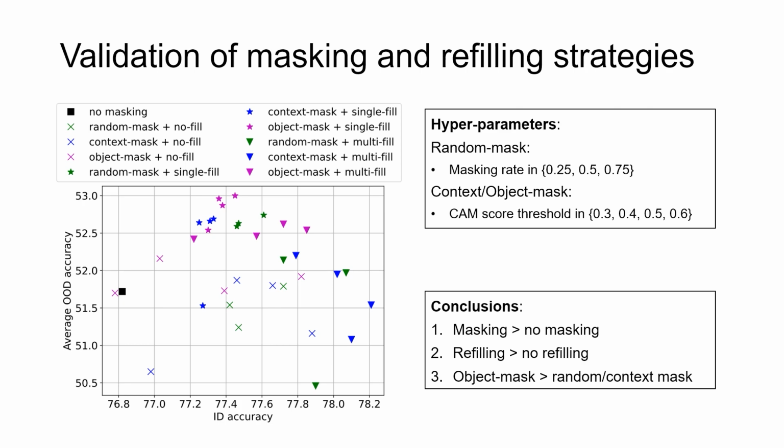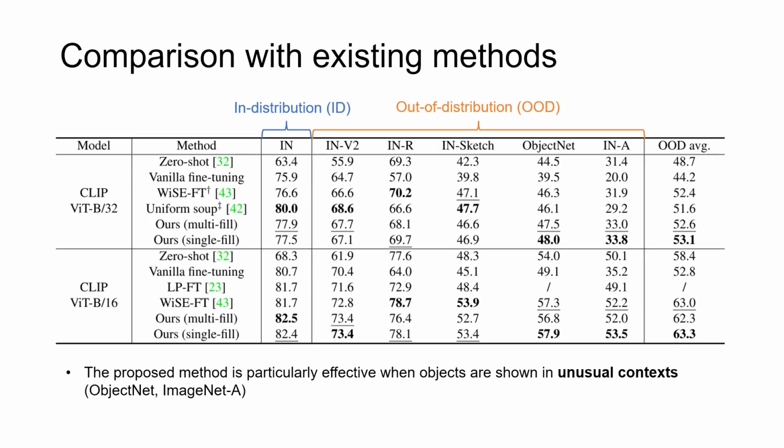We also compare our method with existing methods for robust fine-tuning. These results suggest that our method can achieve superior OOD performance on average without using model ensemble as in WISE-FT or uniform soup. As expected, our method is particularly effective on ObjectNet and ImageNet-A, where many objects are shown in unusual contexts.